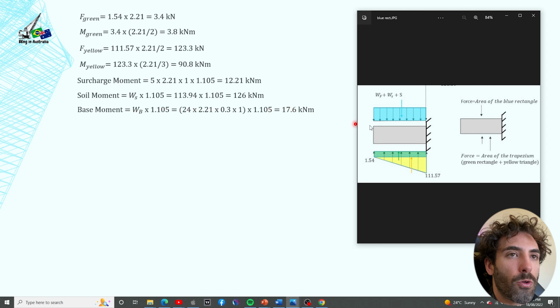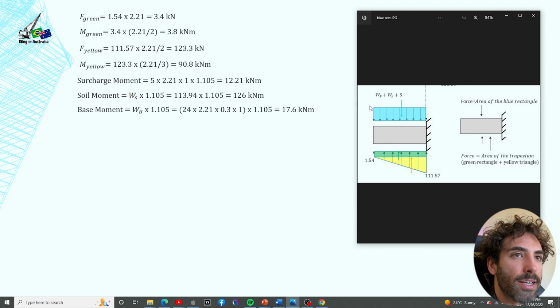Okay, so now let's focus on the blue rectangle. Instead of breaking this down into force and moment, I'm just going to do a straight calculation of moment here, which is the area of the blue rectangle for the surcharge. So that's 5 kPa times this distance here times 1 meter length. That's 5 times 2.21 times 1, times the distance from where the force acts to the fixed end. So that's 2.21 divided by 2, 1.105.